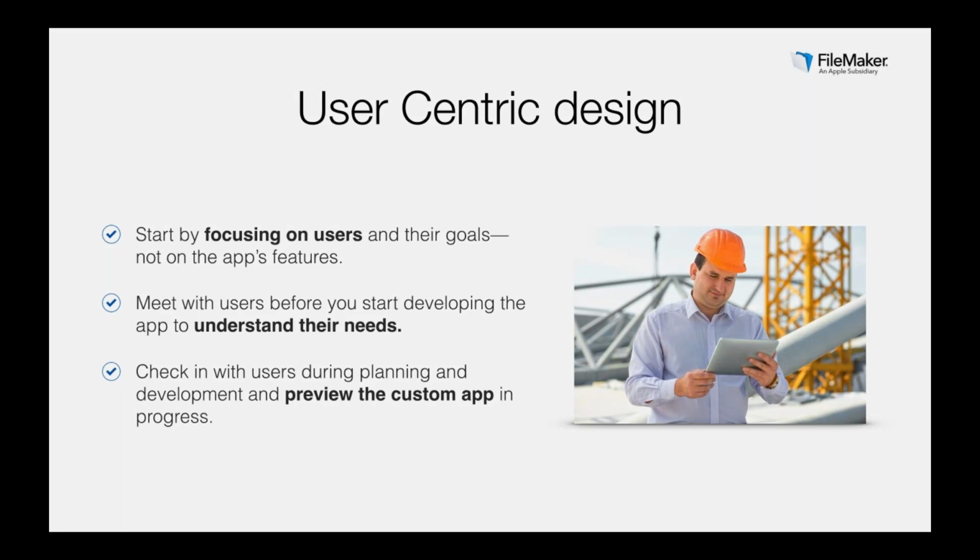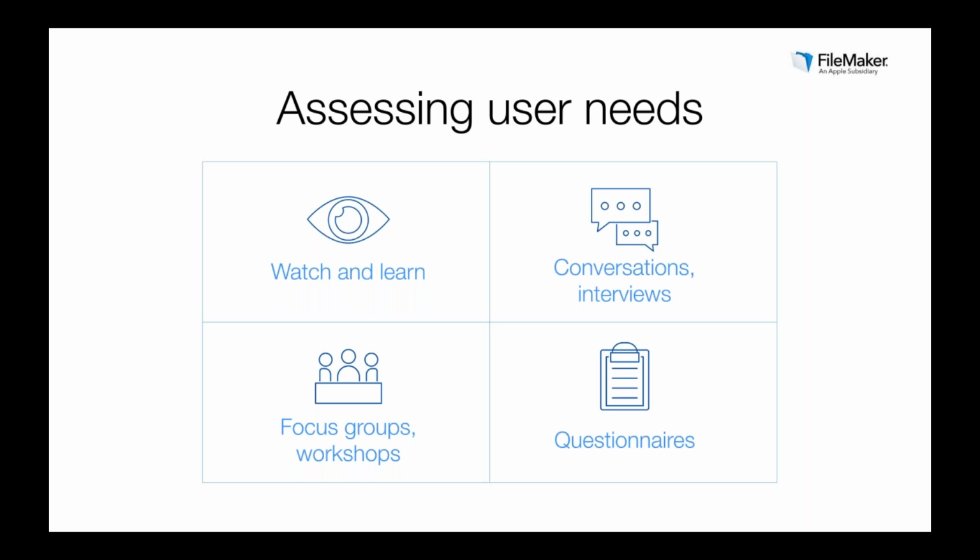Now, there's a number of ways you can assess what a user needs, and the guide provides some good examples shown here. These include watching and learning the users as they do the work they're doing now, having conversations and interviews with them, perhaps having focus groups or workshops to have conversations and discussions in general or with other people, and then, of course, creating surveys or questionnaires.